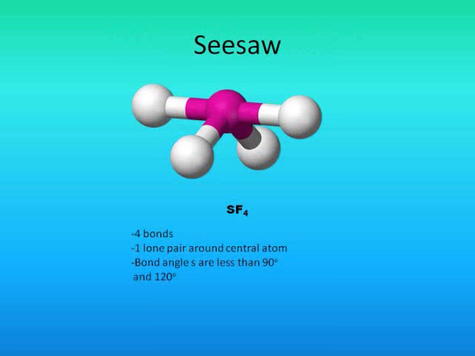The next shape is called seesaw. It is very similar to trigonal bipyramidal, except it has 1 lone pair. This can be seen in sulfur tetrafluoride. It still has 2 bond angles, but they're both less than 90 degrees and less than 120 degrees. With molecules that have 5 charge clouds, the lone pair always goes around the middle first.